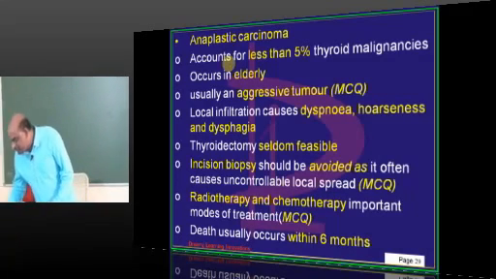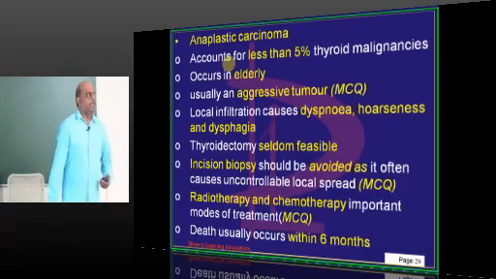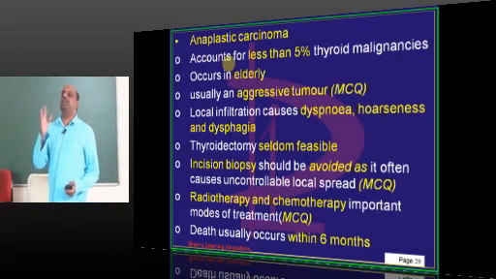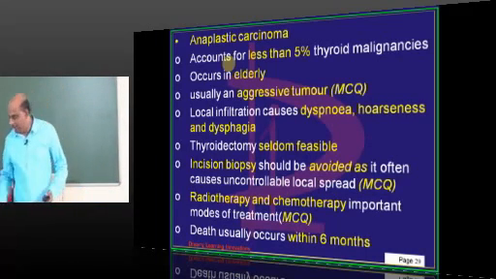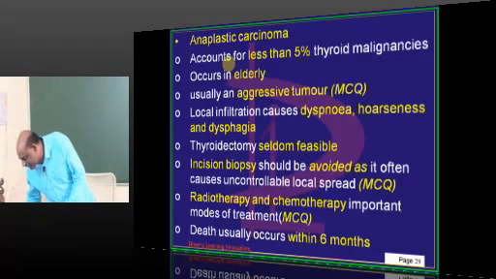Now, anaplastic carcinoma. Less than 5% of thyroid malignancies are anaplastic.